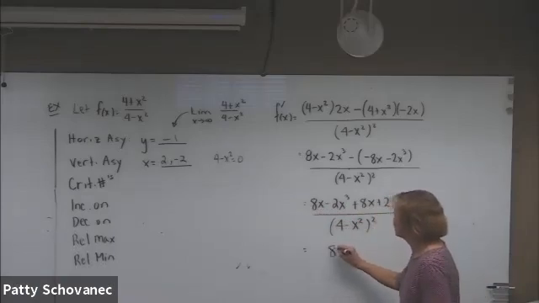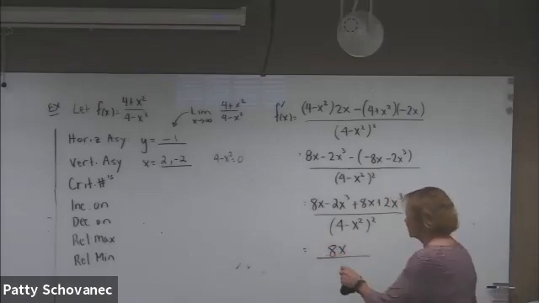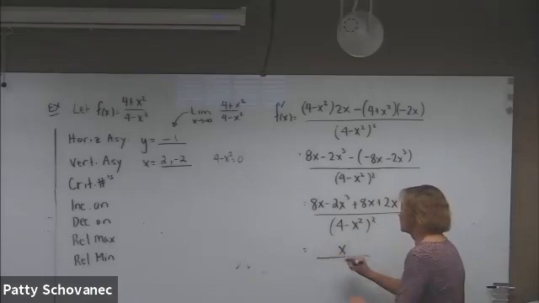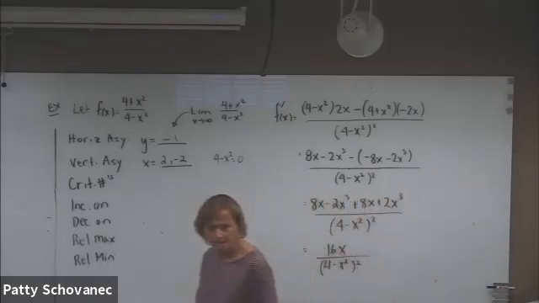Do you guys get this as your derivative? 8x. Oh, 16x, sorry. Divided by 4 minus x squared squared. Is that your derivative? Okay. So what is the critical number? x is 0.